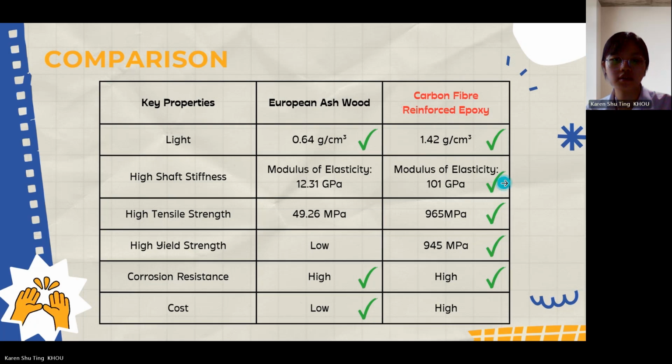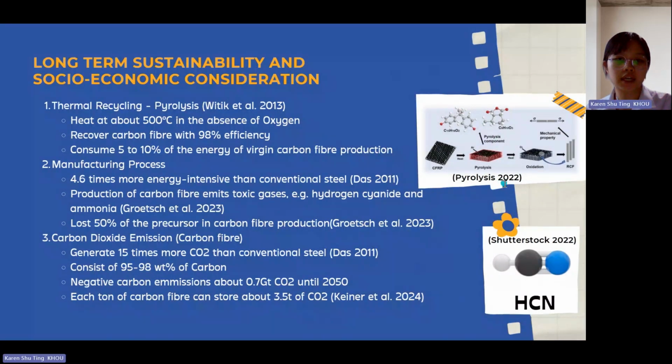Next, let's discuss the long-term sustainability and socio-economic considerations of the material chosen, which is carbon fiber epoxy matrix. I will further discuss three relevant issues, which are recycling, manufacturing, and carbon dioxide emissions.